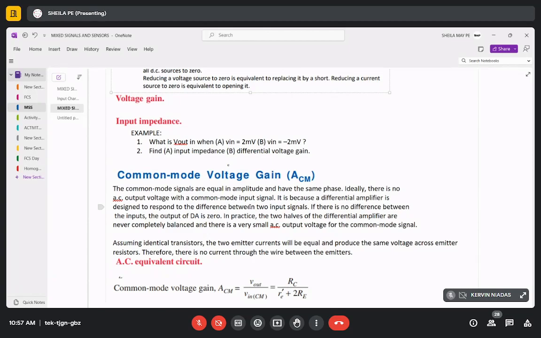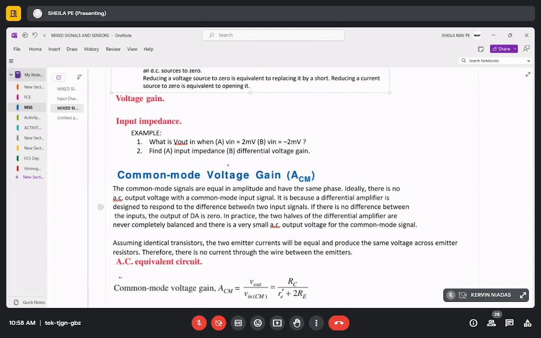Because our amplifier only responds to the difference between the input signals. Okay? If there is no difference between the inputs, our output is zero. In practice, the two halves of the differential amplifier are never completely balanced, and there is a very small AC output voltage for the common mode signal.